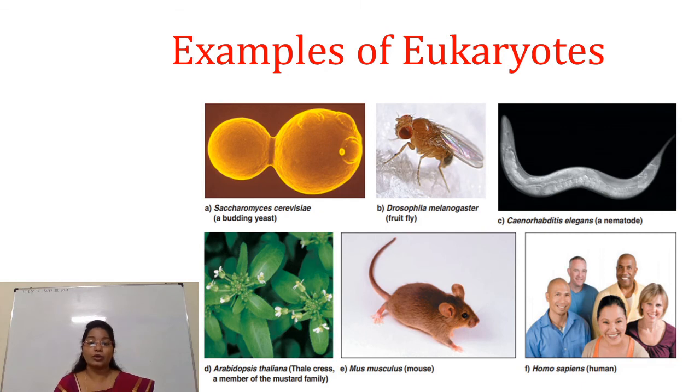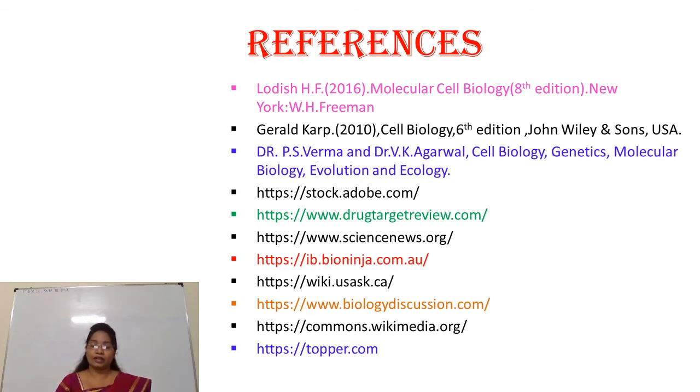Okay. These are certain examples of eukaryotes in which the first photograph is of yeast cell, Saccharomyces cerevisiae. This photograph is of fruit fly, that is Drosophila. Third photograph is of nematode, that is C. elegans. This photograph is of plant, that is Arabidopsis. This is mice, and these are human beings. So these are certain references.